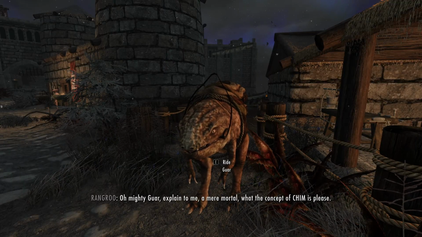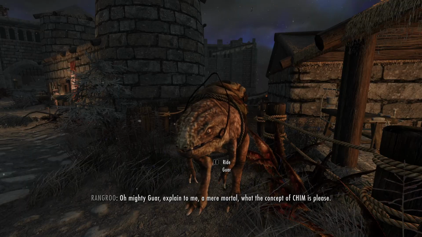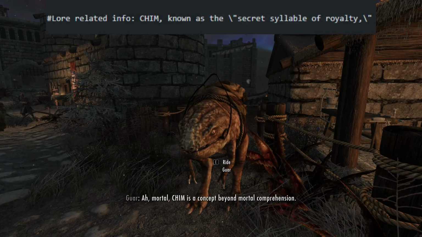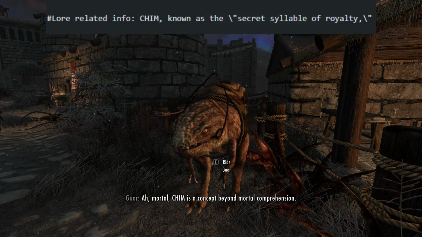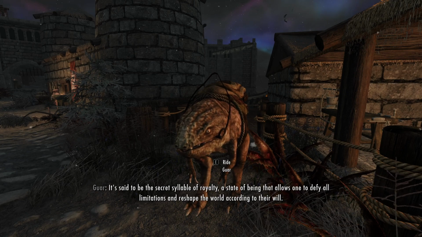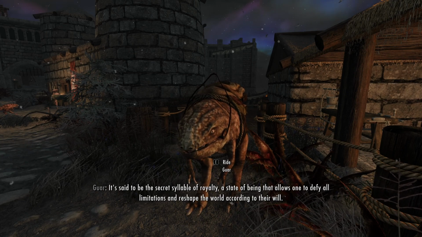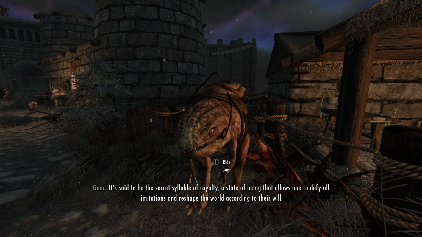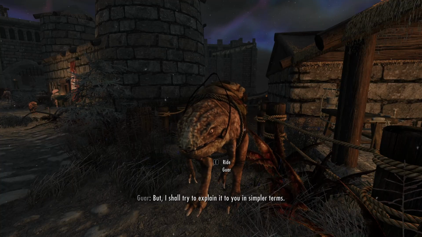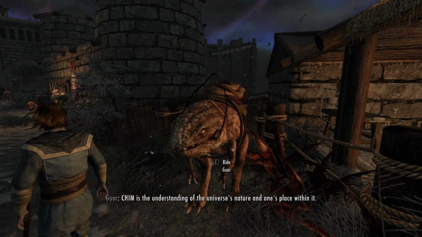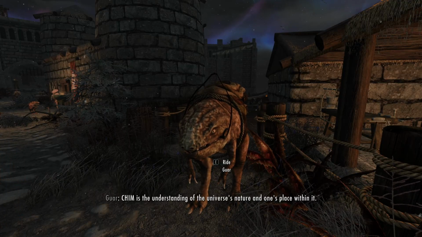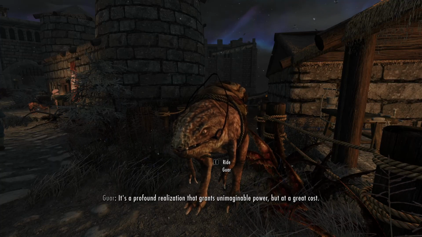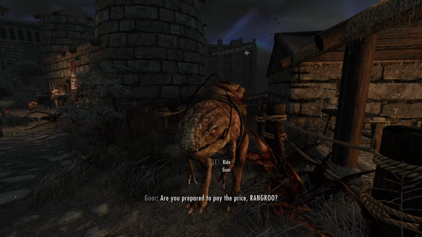Oh, mighty Gar. Explain to me, a mere mortal, what the concept of Chim is, please. Ah, mortal. Chim is a concept beyond mortal comprehension. It's said to be the secret syllable of royalty, a state of being that allows one to defy all limitations and reshape the world according to their will. But I shall try to explain it to you in simpler terms. Chim is the understanding of the universe's nature and one's place within it. It's a profound realization that grants unimaginable power, but at a great cost. Are you prepared to pay the price, Rangrim?